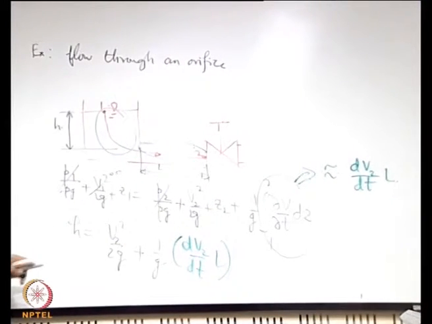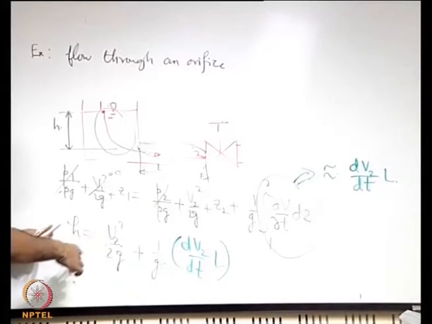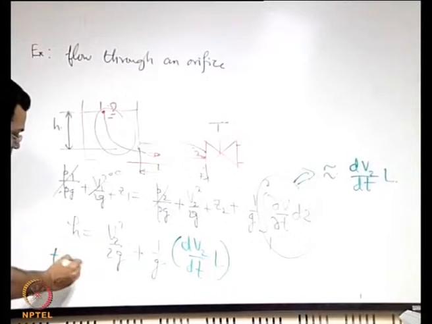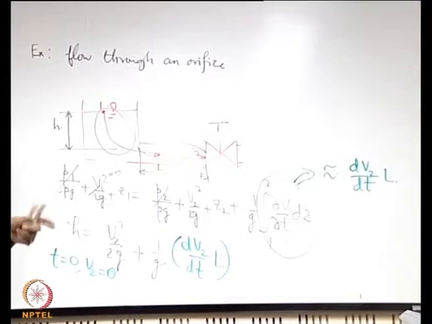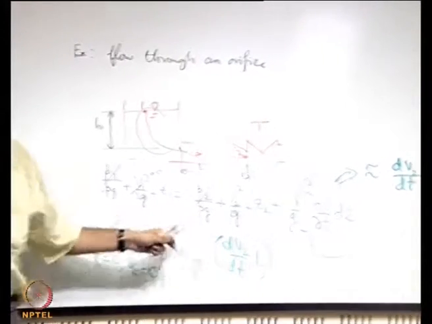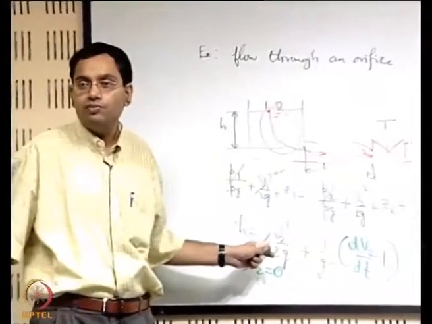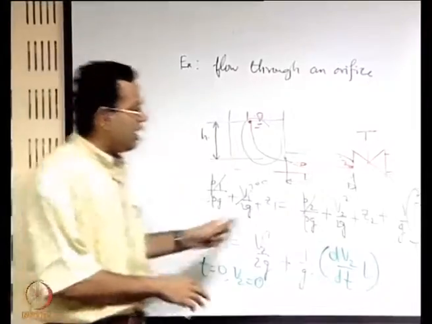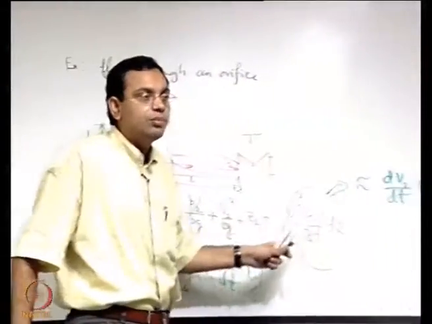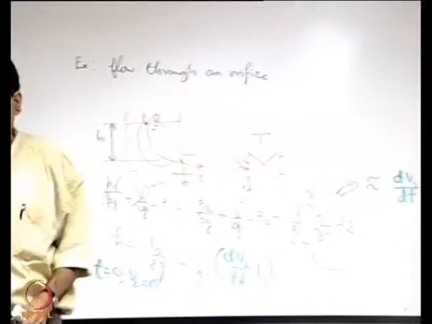So from this consideration you can integrate this by considering that at time equal to 0, V2 equals 0, because time equal to 0 is the time at which the valve is suddenly opened, and then you can separate variables and integrate to find out how V2 varies with time. It is a very simple integration. So the whole idea is how you utilize this unsteady term properly to find an estimate.